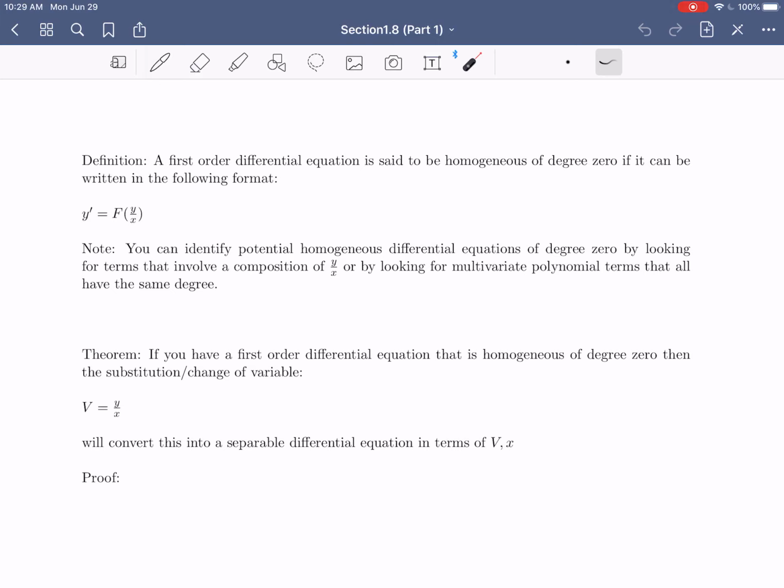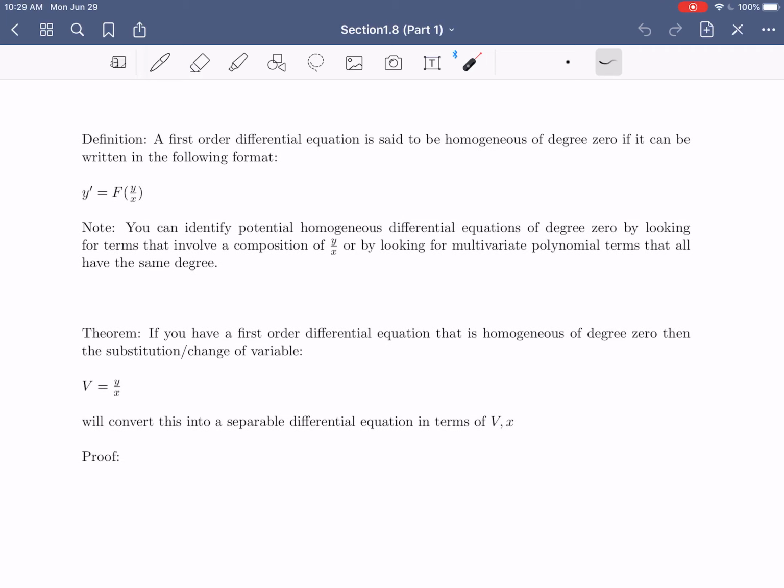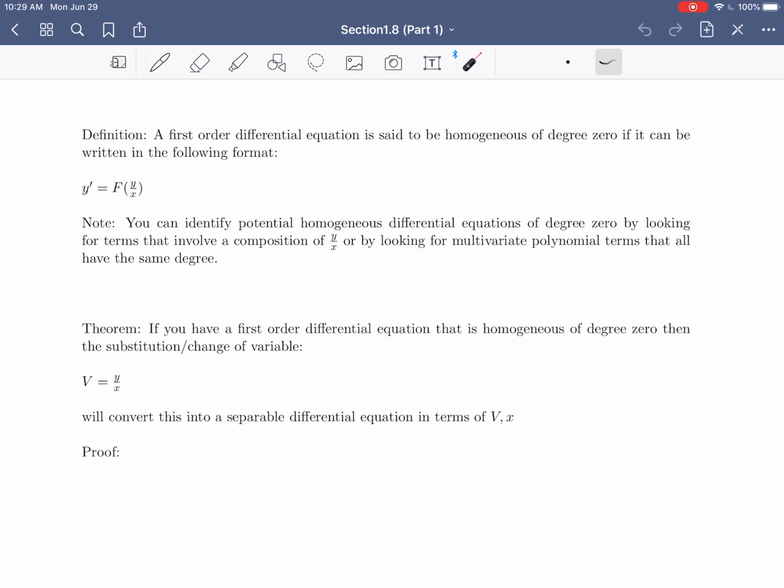In other words, you can take a differential equation that might be more complicated than we're used to working with, but through a particular change of variable, or through a clever substitution, you can put it into a format that is much more standard and much easier to work with. So let's get in and take a look at our first special case of this.